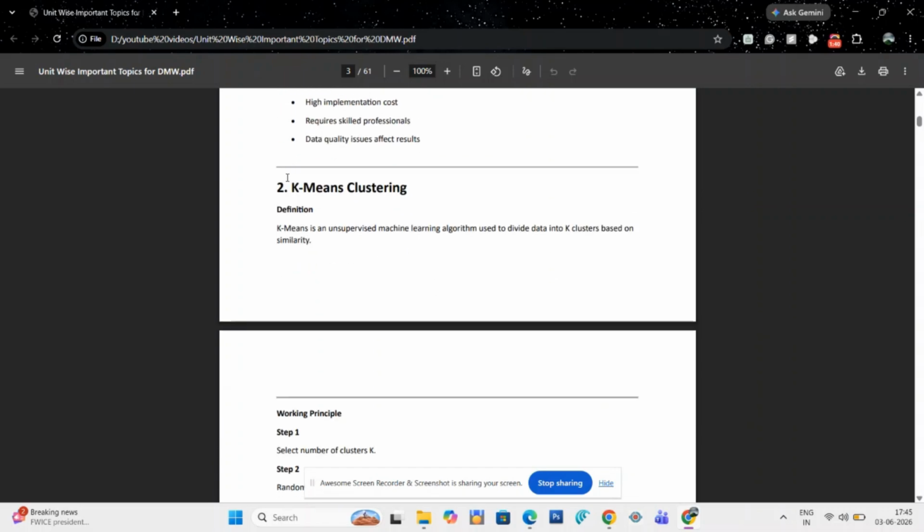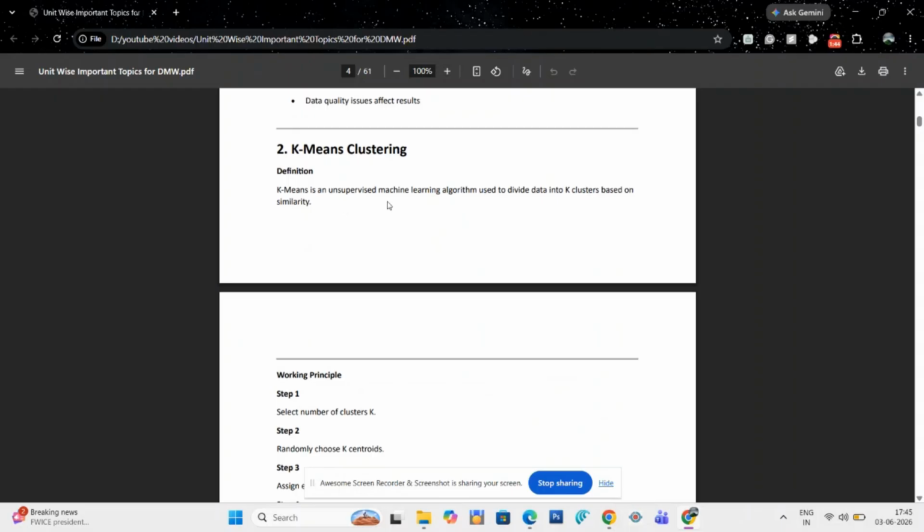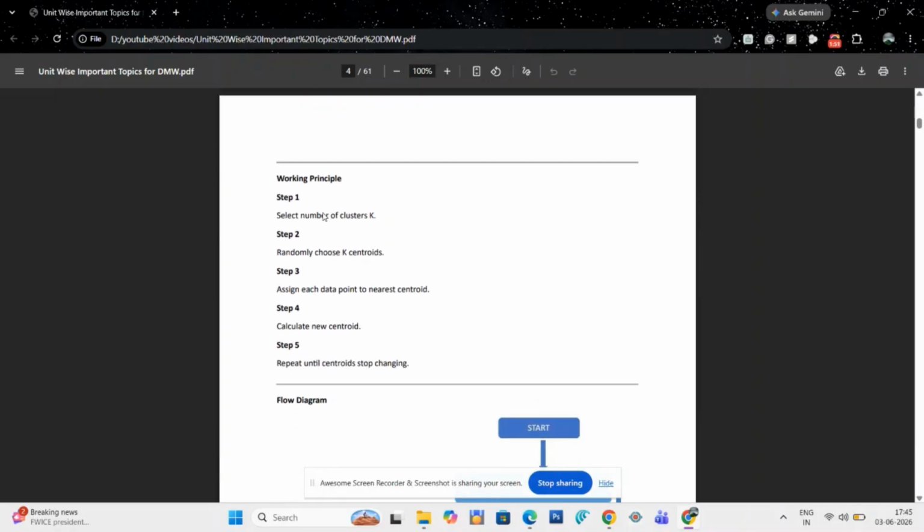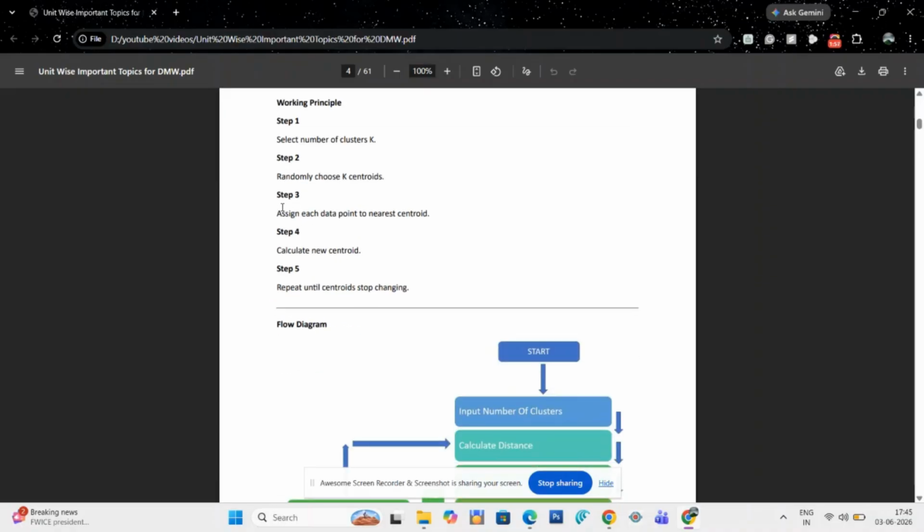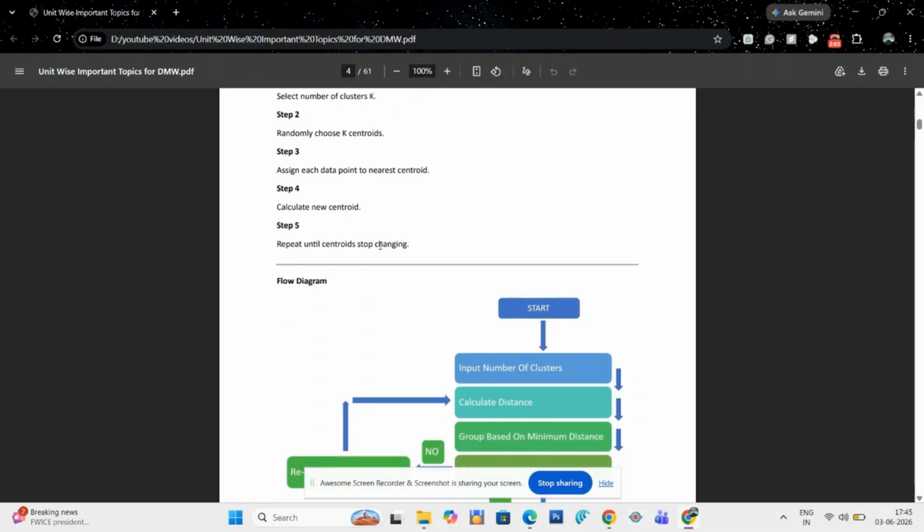So the second concept is K-means clustering. What is K-means clustering? K-means clustering is an unsupervised machine learning algorithm used to divide data into K clusters based on similarity. The working principle: Step 1, select the number of clusters K. Step 2, randomly choose the K centroids. Step 3, assign each data point to the nearest centroid. Step 4, calculate new centroids. Step 5, repeat until centroids stop changing.